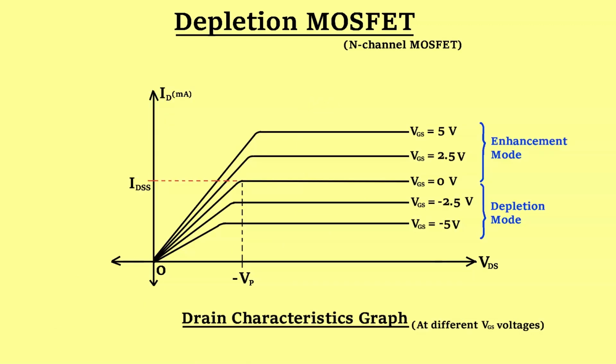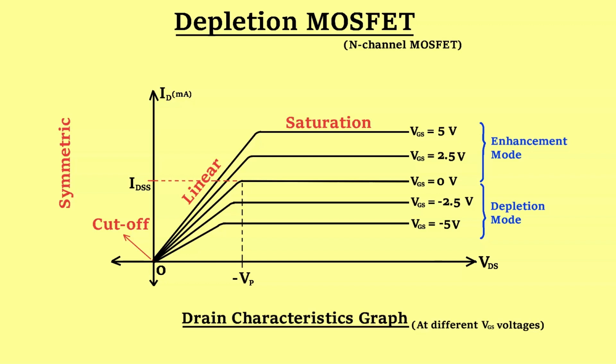Similarly, we can draw drain characteristics graph of N-channel MOSFET at different gate to source voltages. In this graph also, we can represent different regions like cutoff region, linear region, and saturation region. Here also we have only a single point, which is origin, which can be said to be operated in cutoff region. I am writing symmetric just to signify that we have considered only positive drain to source voltages.